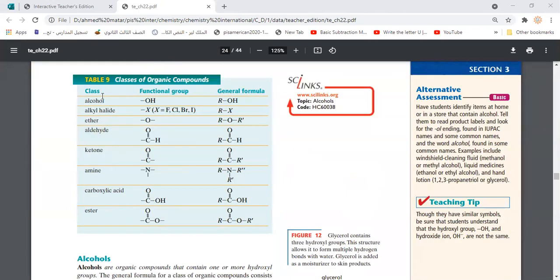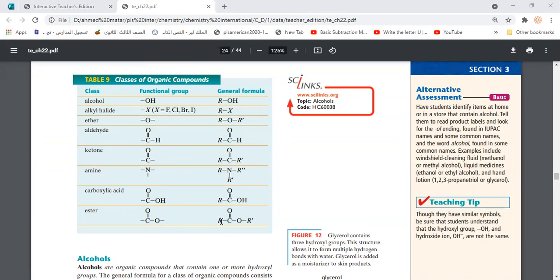Any organic compound could be considered one of the following classes, except hydrocarbons, of course, since they don't include a functional group. So we have alcohols, alkyl halides, ether, aldehyde, ketones, amine, carboxylic acid, and esters. What is common to all of them is R. They just contain R, a chain of carbons, the alkyl group.